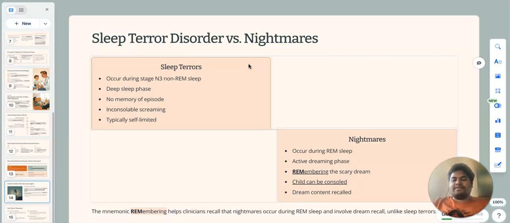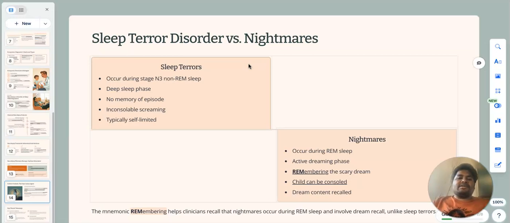So that's another difference. In sleep terrors, the child cannot be consoled. That means even though the parents want to console, they can't, but in nightmares, the child can be consoled. And yes, they have the memory of the dreams, whereas in sleep terror there is no memory. Both sleep disorders, either sleep terror or nightmares, occur when the child is sleeping, but especially sleep terror disorder occurs in the middle of the night, whereas nightmares can occur during early morning.